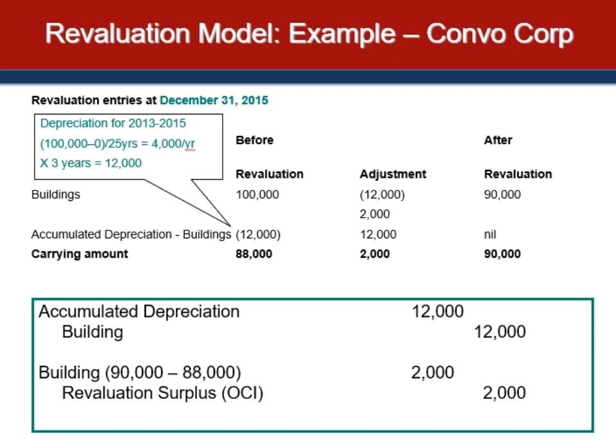And then we make the revaluation. We do the fair value determination. It's worth $90,000. So how do we make the adjustment? Well, first of all, we take the accumulated depreciation and offset it against the building. So we get rid of the accumulated depreciation so far.